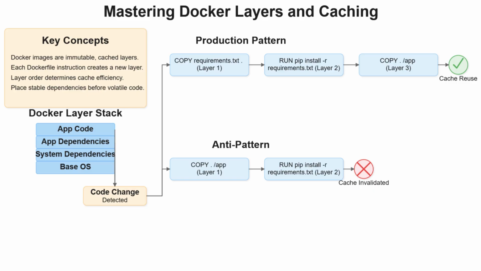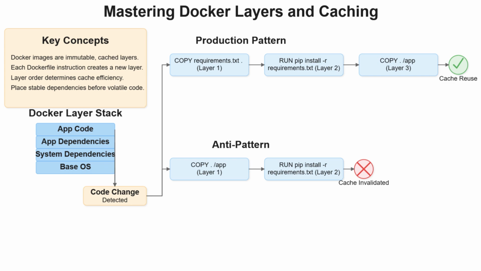Consider the anti-pattern: copying all your application code before installing dependencies. If you change even a single line of code, the COPY . /app instruction invalidates the cache for all subsequent layers, including your pip install or npm install command. This forces a full dependency reinstallation on every single code change, turning an 8-second build into a 3-minute wait.